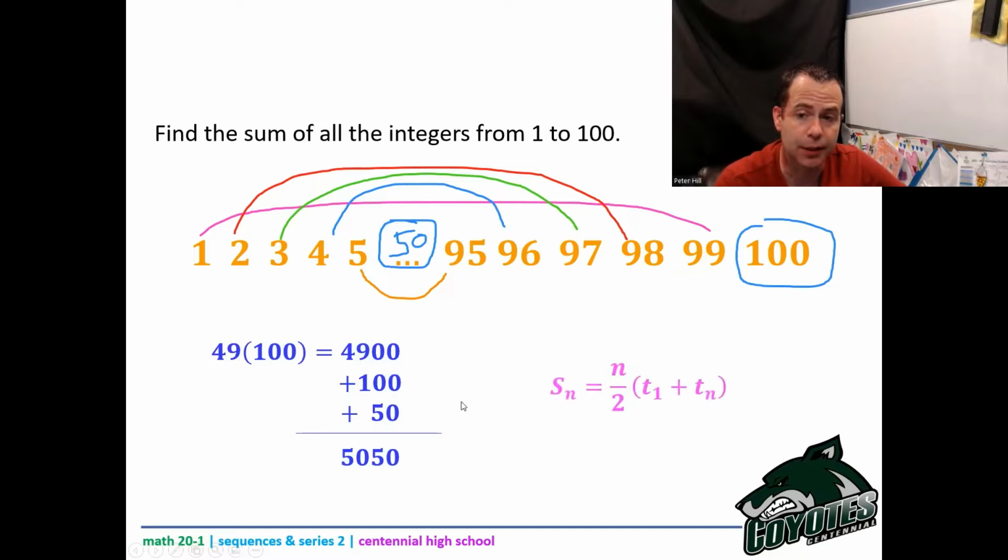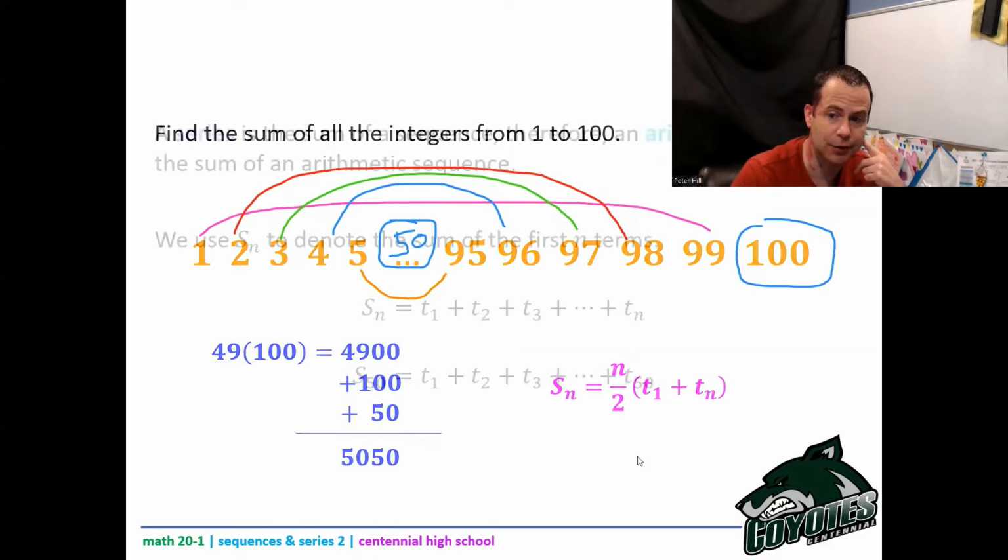Where I want to take you is with this formula. This is what we call a summation formula. That's what the S is there for. So it's the sum of the n terms. However many terms I want would be n over 2 bracket t1 plus tn. So if I want all the integers from 1 to 100, how many terms am I dealing with there? I'm dealing with 100 terms, right? And I know that my first term is 1 and my last term is 100.